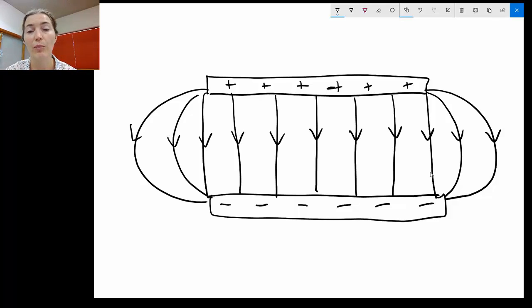This is how we represent force field lines in an electric force field. Always away from the positive and towards the negative, evenly spaced because the charges would repel each other equally.